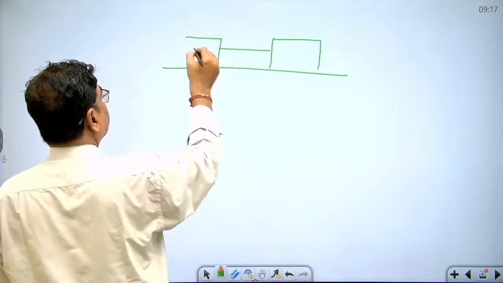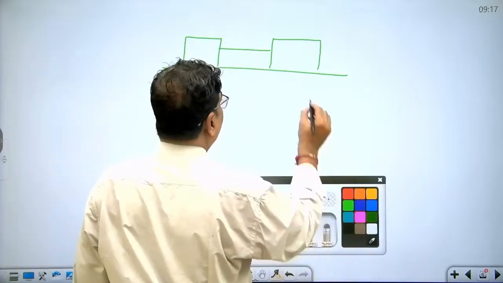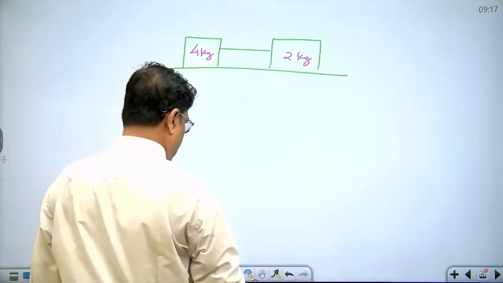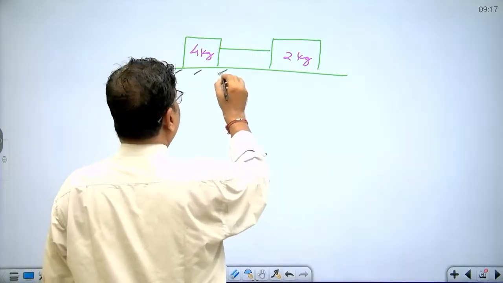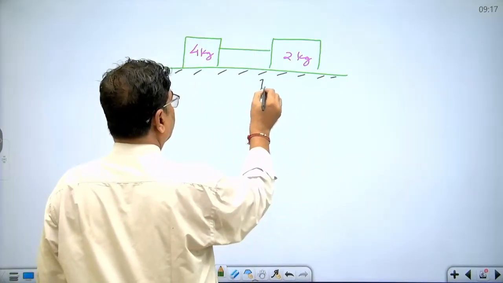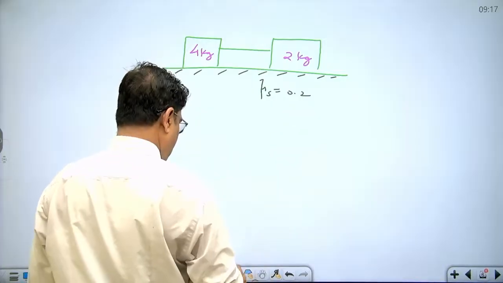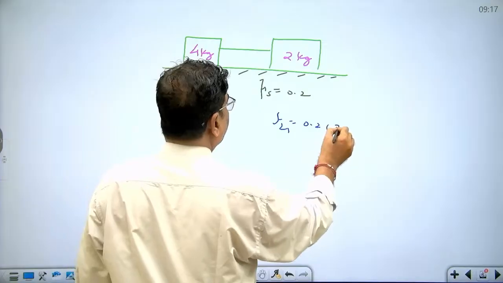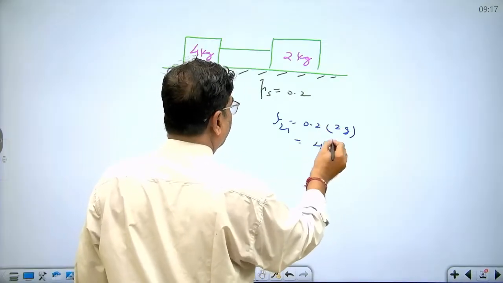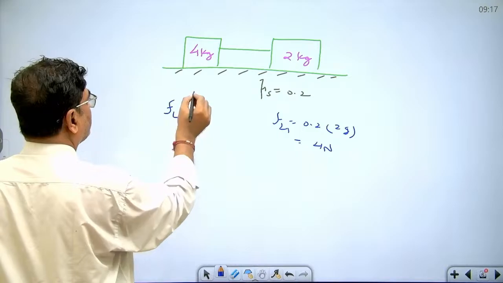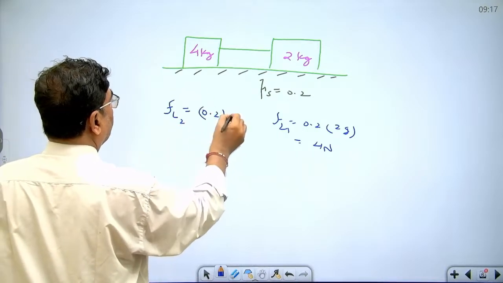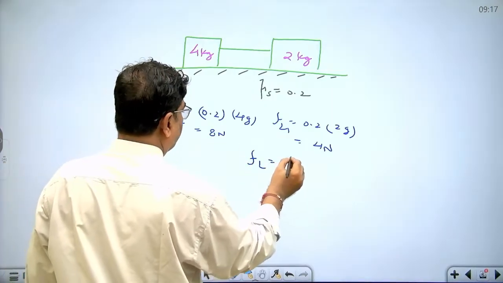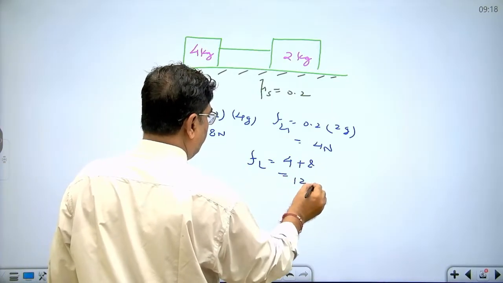Suppose these are two blocks. Mass here is 2 kg. Mass here is 4 kg. And let us assume coefficient of static friction is 0.2. So limiting frictional force in case of the first block is 0.2 into 2g, that is 4 Newton. And for the second block, this is 0.2 into 4g, this is 8 Newton. So total limiting frictional force equal to 4 plus 8, this is equal to 12 Newton.